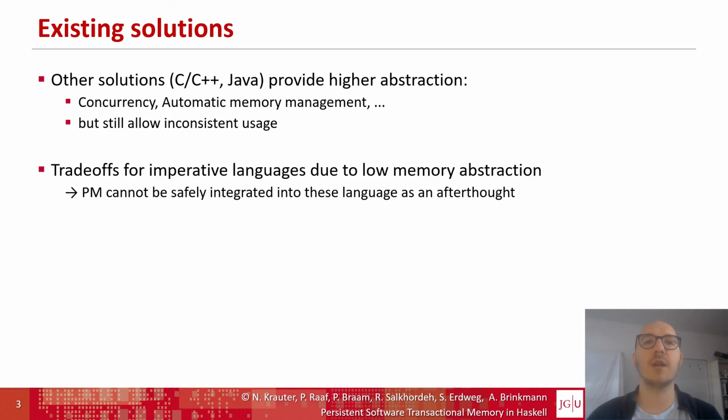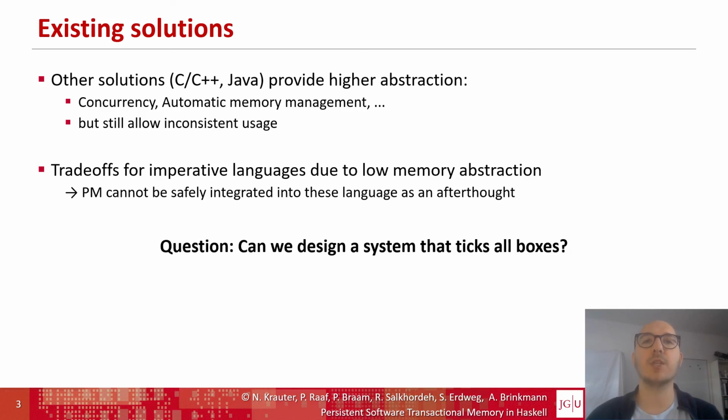We argue that for languages with such a low memory abstraction that offer arbitrary byte or field level access, there's always going to be some kind of trade-off, as the imperative language model itself is the problem. It is not restrictive enough, as arbitrary modifications are allowed which result in large overheads when traced by the runtime system. Thus, PM cannot be safely integrated into these languages as an afterthought.